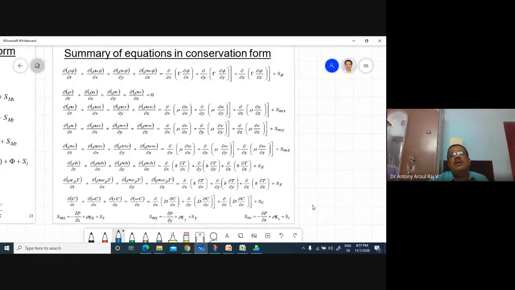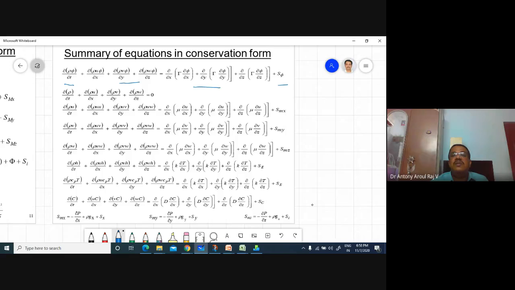Now we will try to understand the various terms in this equation. This is the general transport equation. This is the transient term. Yesterday we saw that this is the convection term, and this is the diffusion term. I'm sorry, my pen is not moving in the correct direction. So I have the diffusion term, the convection term, and this is the source term.